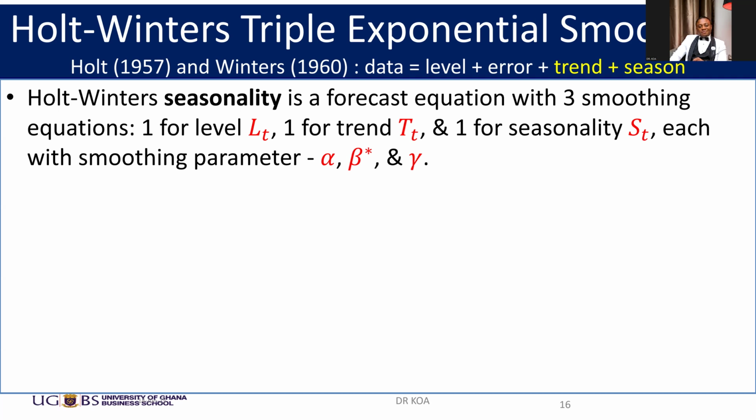It is a forecasting method with 3 smoothing equations. What are the 3 smoothing equations? The first one is the level, where you have a smoothing parameter. Remember that smoothing parameter was the original one, which has its other version of 1 minus alpha, which is the dampening. The first one is going to be the level, one is going to be for the trend, and then one is going to be for seasonality.